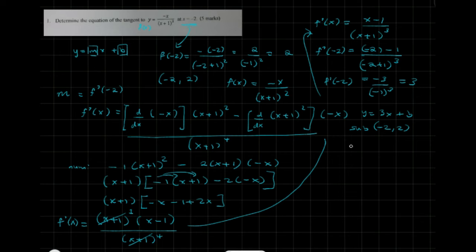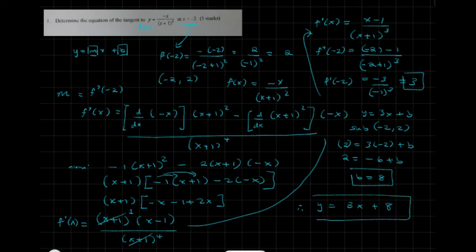So if I plug this in, we basically get 2 for y is equal to 3 times negative 2 plus b, and this is going to give us 2 is equal to negative 6 plus b, so b is equal to 8. So therefore, we have b is equal to 8, we have slope is equal to 3, so the equation of the tangent is y is equal to 3x plus 8. Okay, so that is the equation of the tangent at the point x is equal to negative 2.